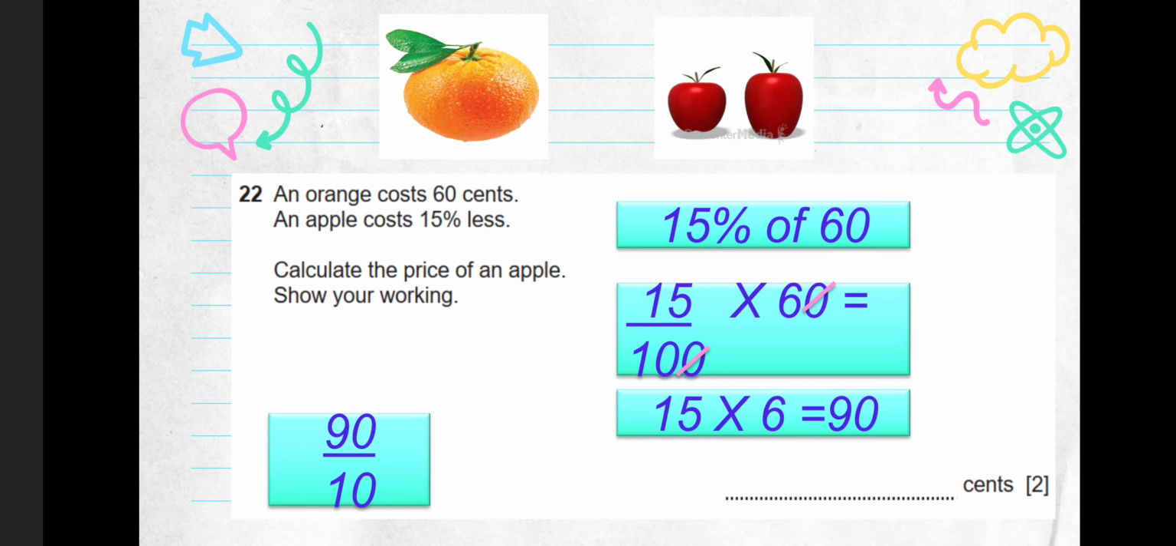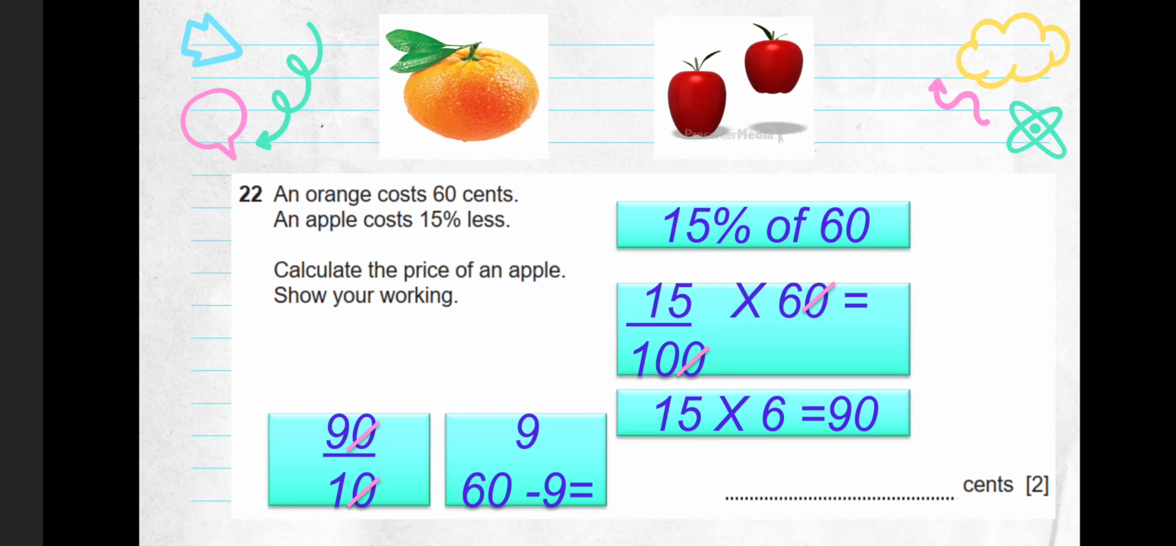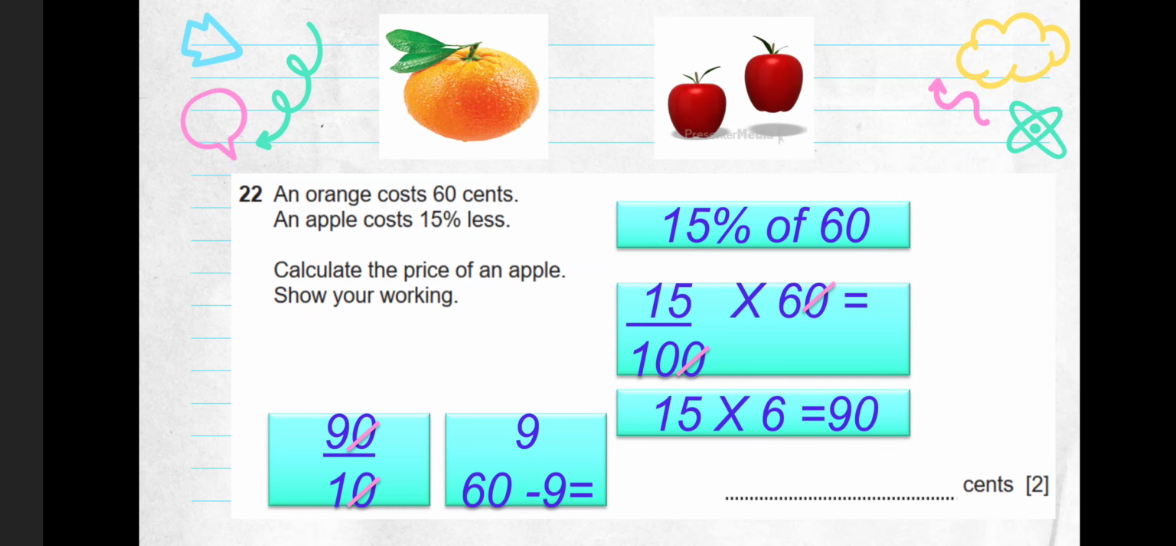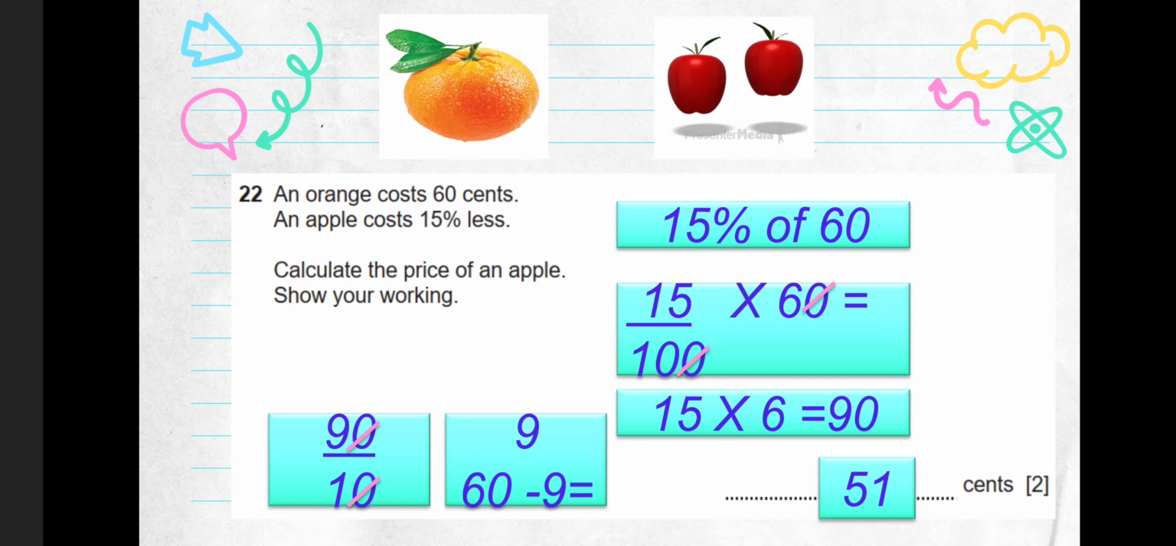Then 90 over 10, again cross the 0, 1 up with 1 down, I'm left with only 9. So 60 minus 9 equals 51. So they calculate the price of an apple. The price of an apple would be 51 cents.